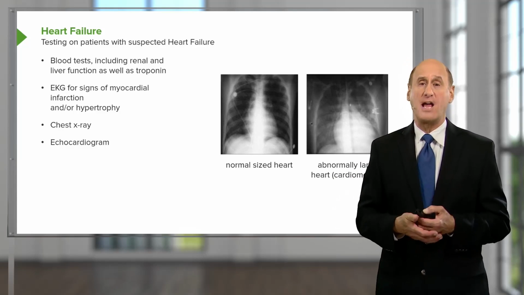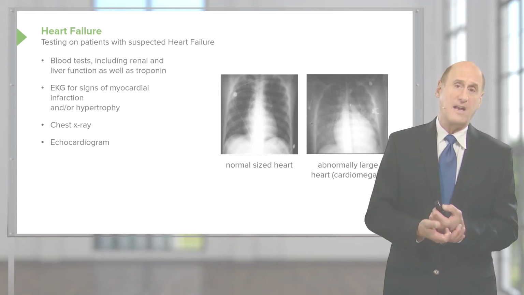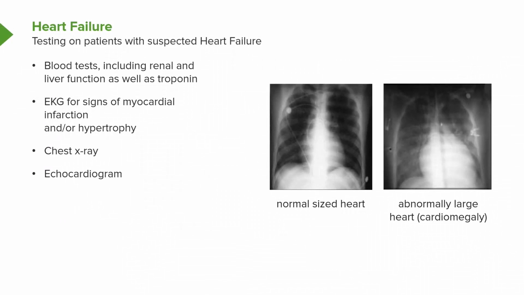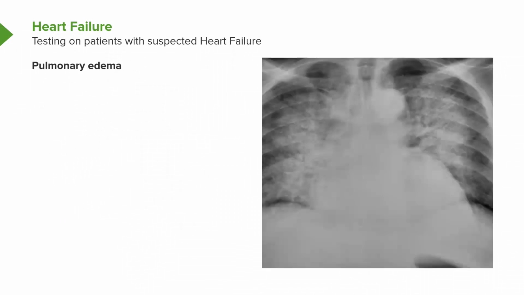You can see the two examples here. The one on the one side is normal and the one on the other side shows an enlarged heart. Sometimes we will even see evidence of fluid in the lungs. Pretty obvious on this chest x-ray. This is called pulmonary edema. The left ventricle has failed significantly, and what we see is fluid throughout the lungs.